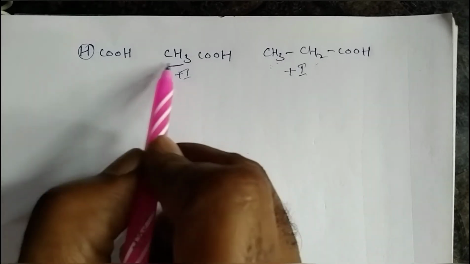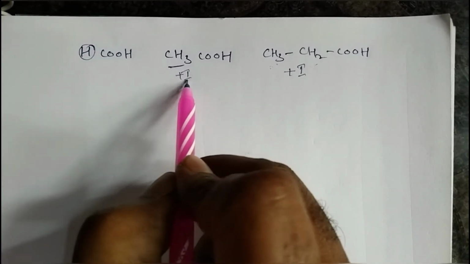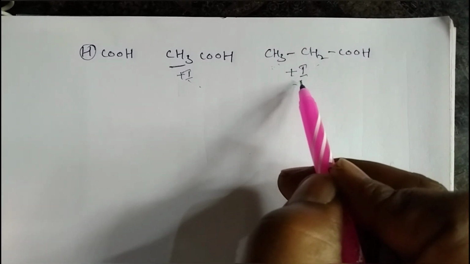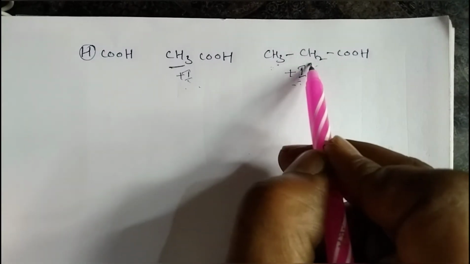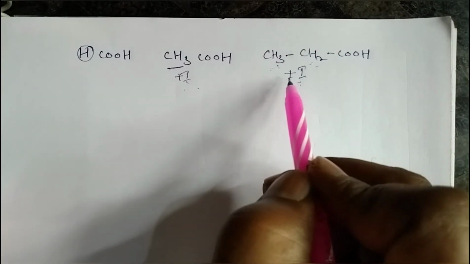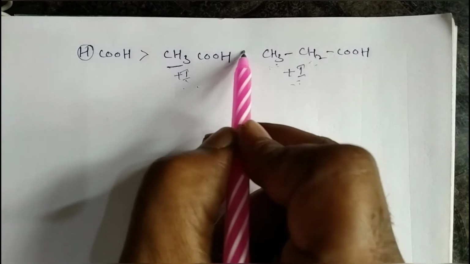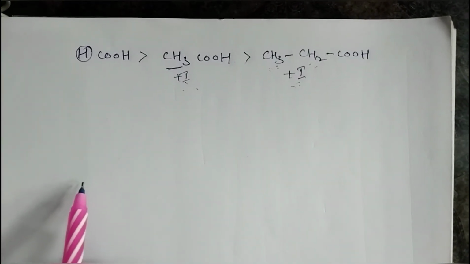So this one shows plus I effect, and this one shows plus I effect. When you compare these two, this one shows more plus I effect compared to this one. Why? Two methyl groups are there, and the two methyl groups donate electrons, right? So the first one is more acidic than the second, which is more acidic than the third. So this is the acidic strength. Next example.